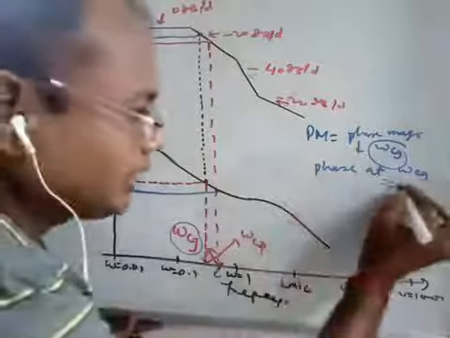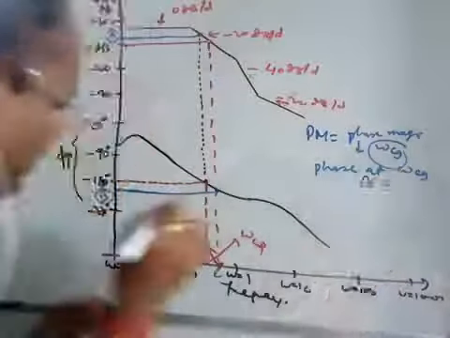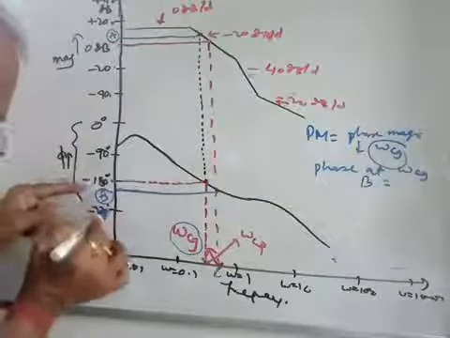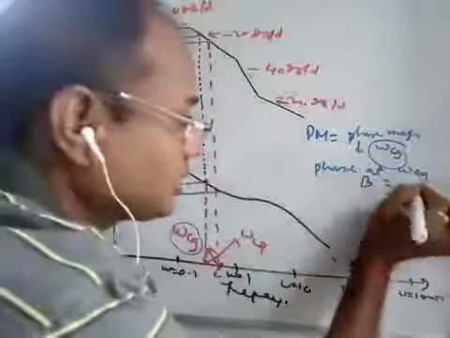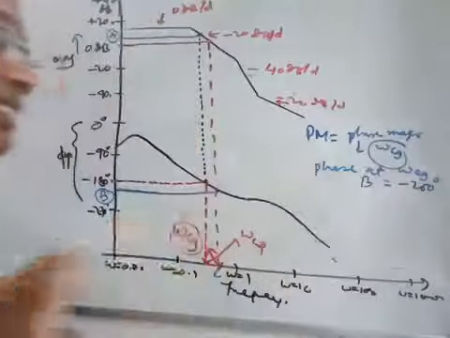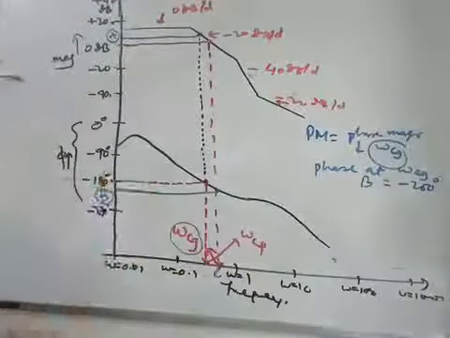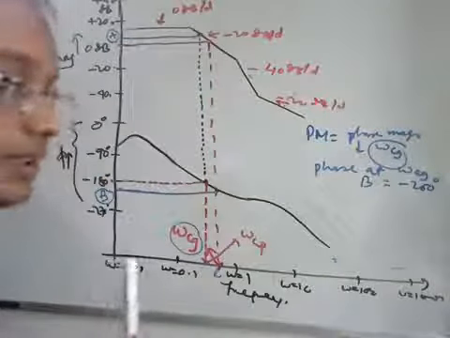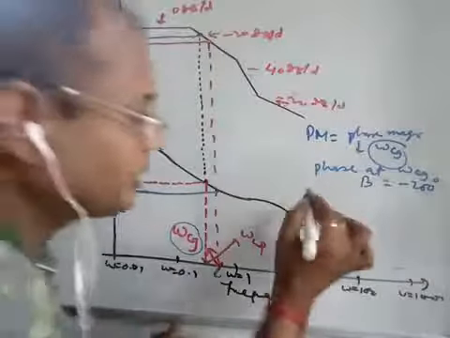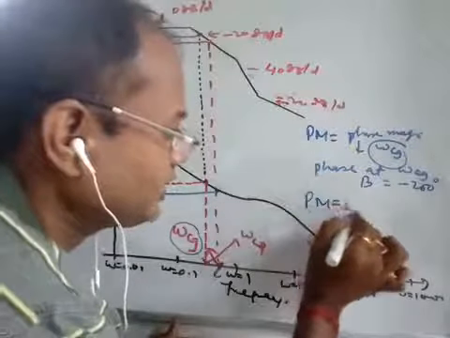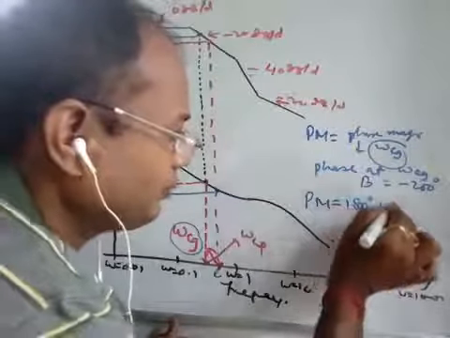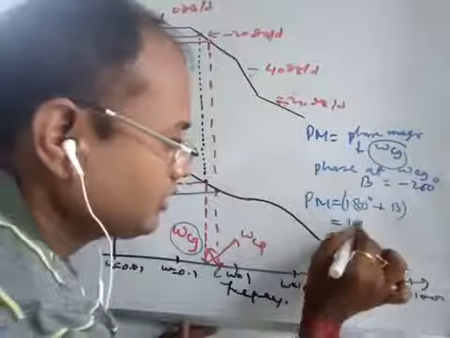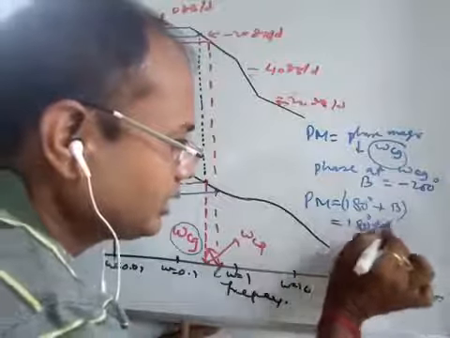Point B is below the minus 180 degree line. And you see, this is between minus 180 degree and minus 270 degree, say minus 200 degree, right? That is below the minus 180 degree line. So what is the phase margin? The phase margin is equal to 180 degree plus B. This is your phase margin. So the phase margin is 180 degree plus the negative value.